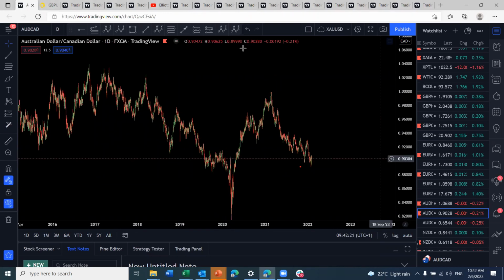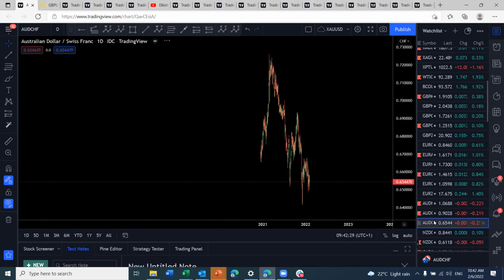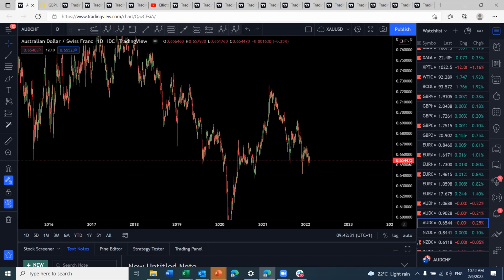Now this is AUDCAD, no signs of reversal here. Even if we do see this one here, the Aussie is still bearish. And that's what we've been saying over the last couple of weeks. We've just been saying AUDCHF, AUDCAD, all just bearish. Now this is AUDCHF 1, 2. Even if we see a push to the upside, bearish. So that will just be giving you an opportunity to sell some more. No indications of a reversal as yet.